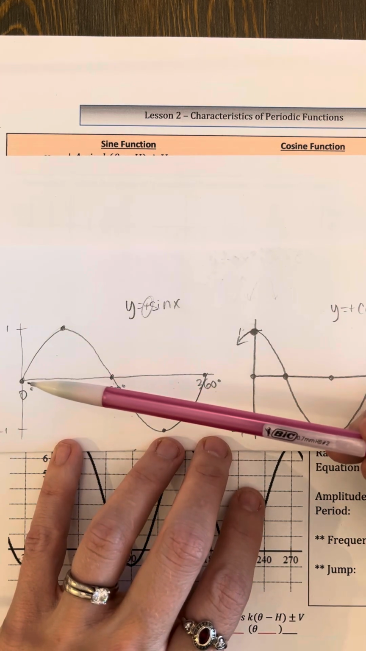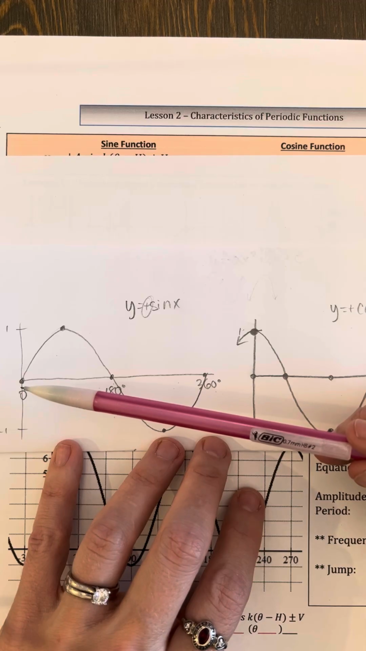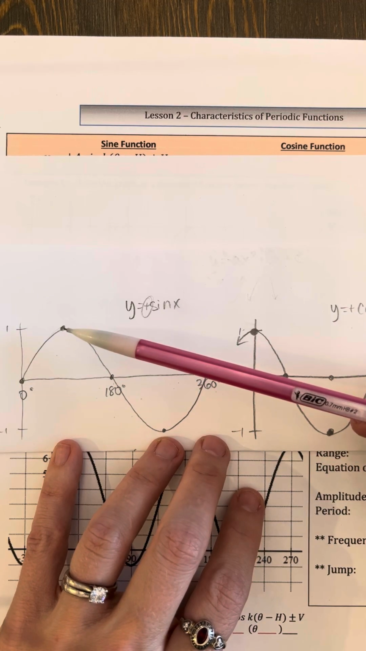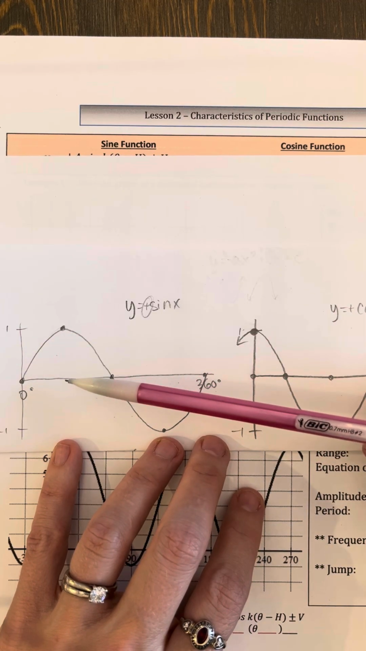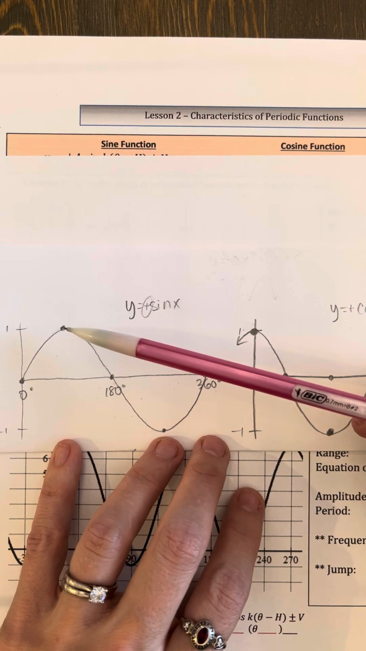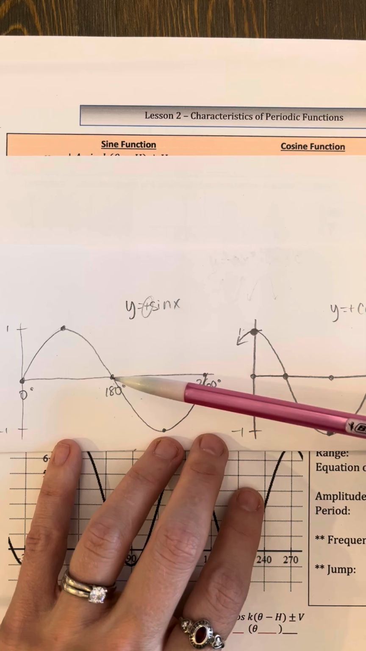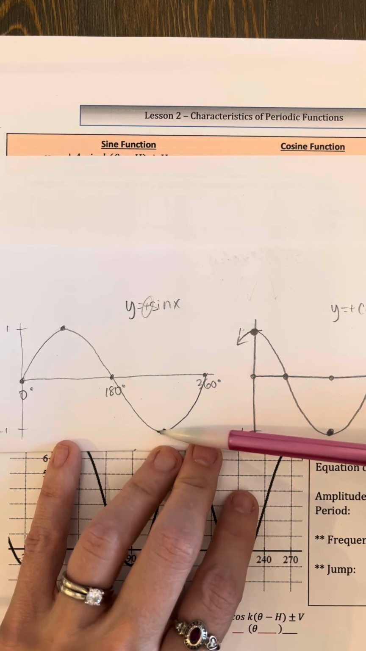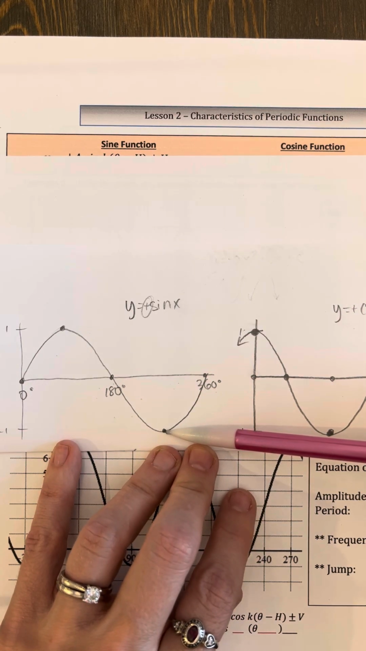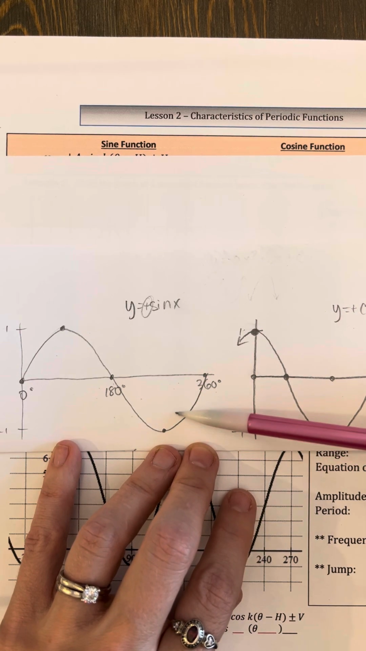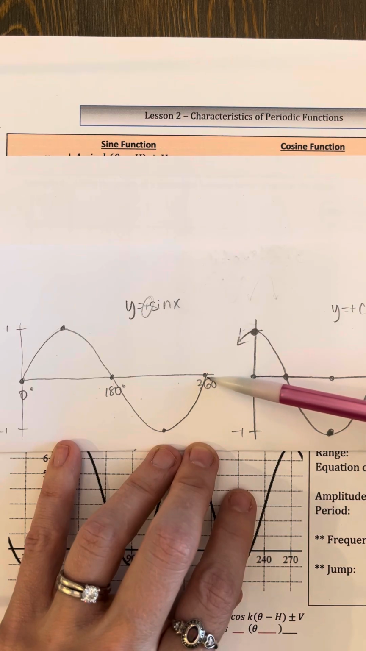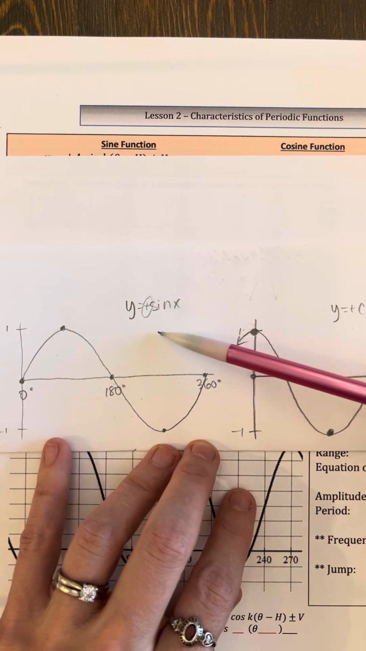So a positive sine function starts at 0, 0. And then there's a crest 90 degrees later. So this would be 90. And then 90 degrees later, you're back at the midline. 90 degrees later, you're at the trough. And then 90 degrees later, you're at 360. So here, this is a positive sine function.